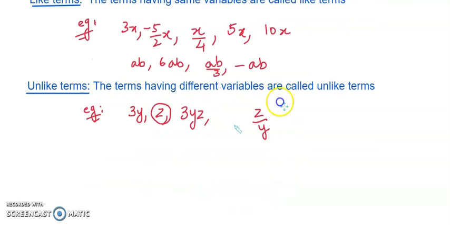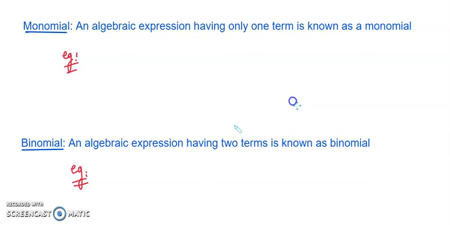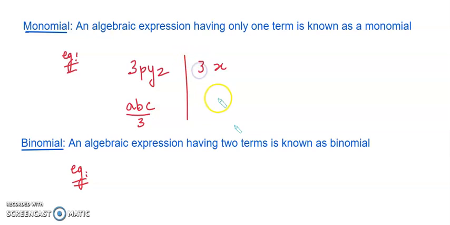Okay. The next, what is a monomial? A monomial is an algebraic expression with only one term. Like if I have 3pyz, or I can say abc divided by 3. So these all, with one single term, are called monomials. Even 3x is a monomial, right? I can also have 5, simply 5. That is also a monomial. So an algebraic expression having only one term is called a monomial.